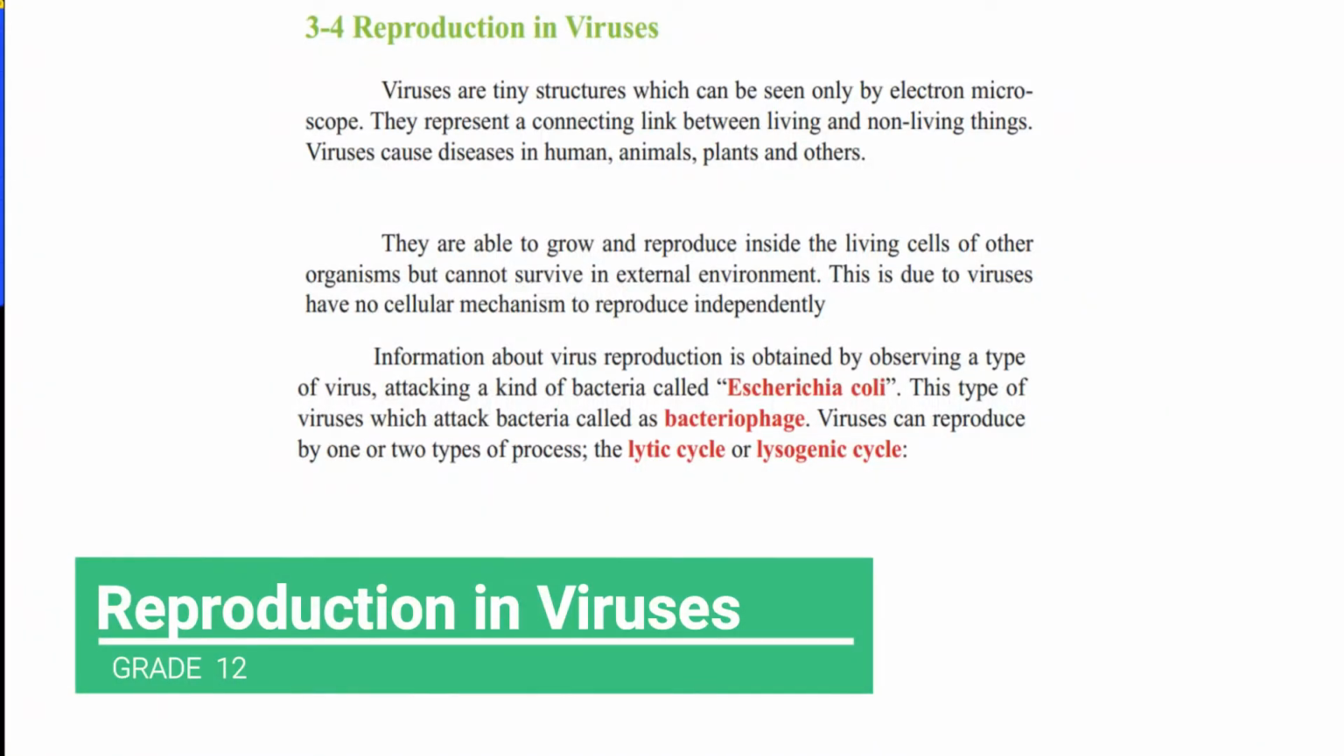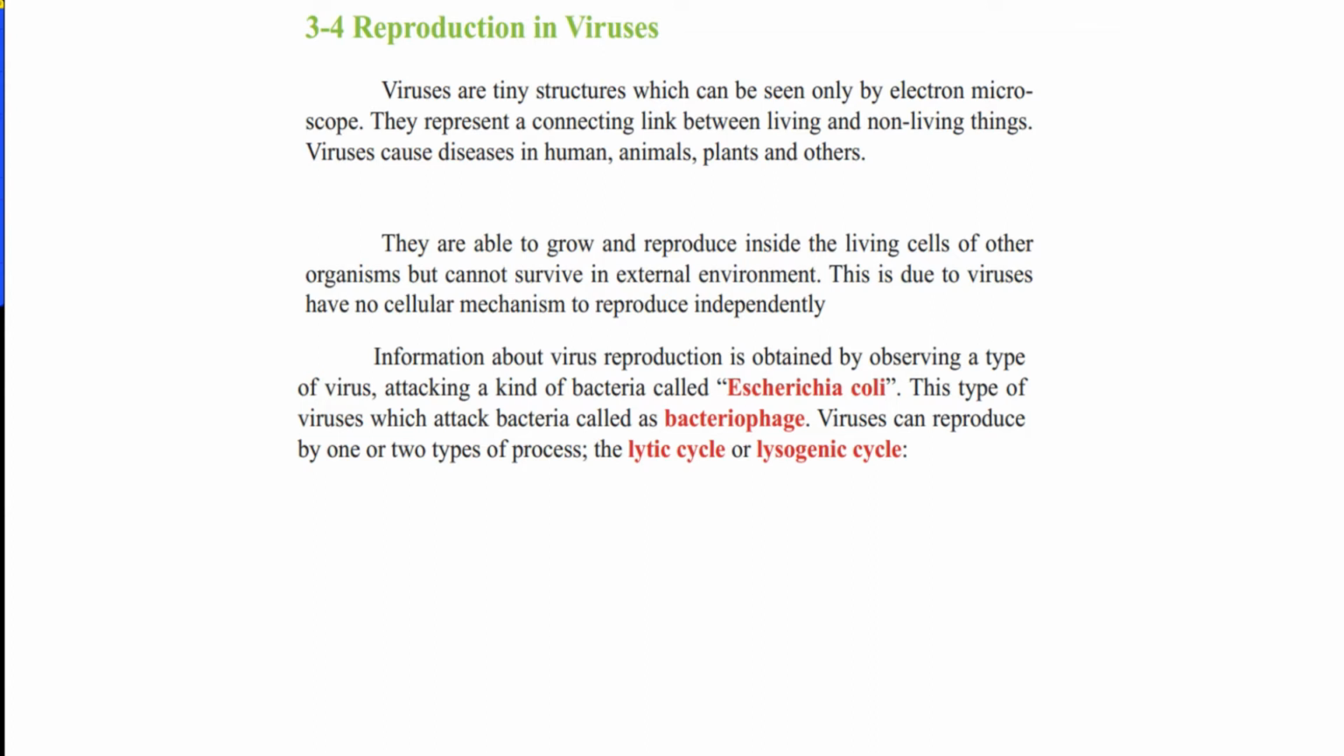Reproduction in viruses. Viruses are tiny structures which can be seen only by electron microscope. We now remember this information from chapter 1.